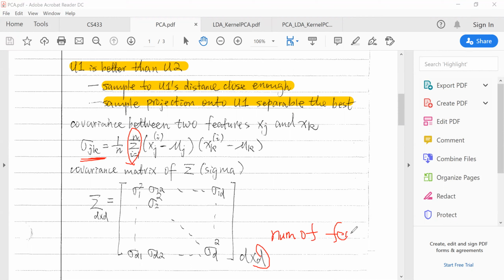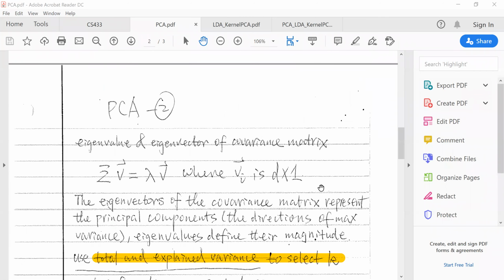So this is the covariance matrix of your original feature space. And how do you calculate the covariance? You use this formula to find the covariance between any two features. So that's the idea about the covariance calculation.